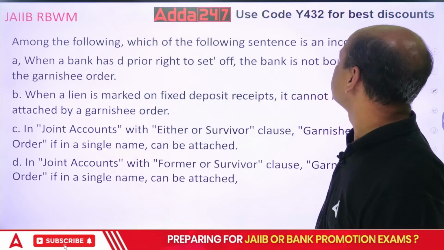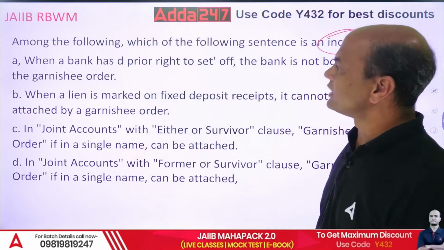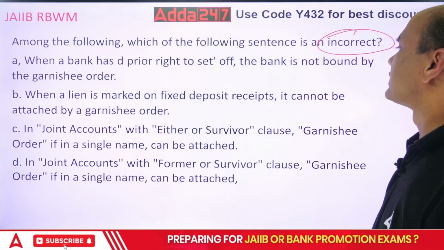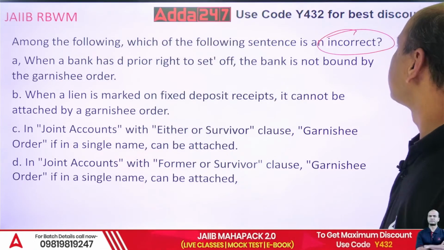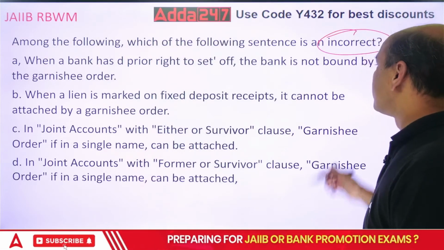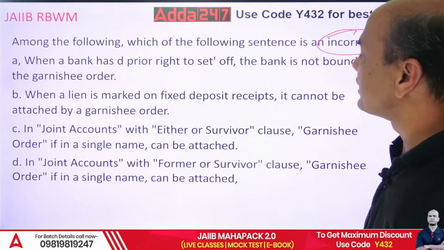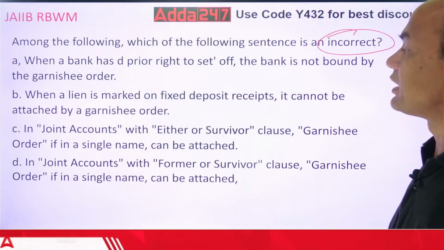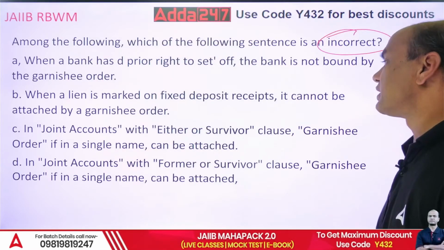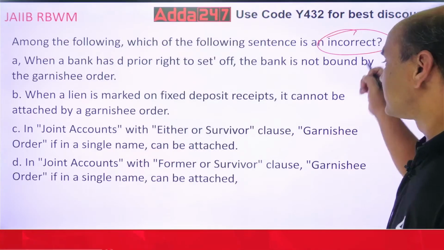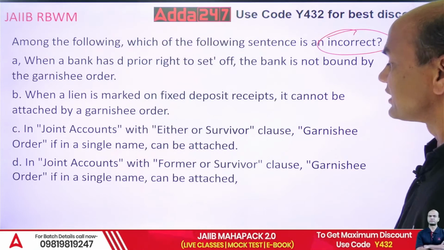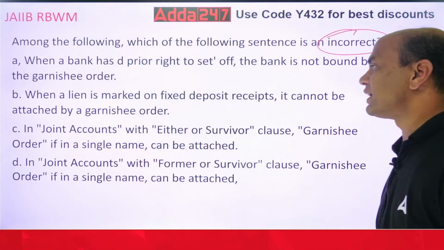Among the following, which of the following sentences is incorrect? Focus on incorrect. Read the question. A: Where the bank has a prior right to set off, the bank is not bound by the garnishee order. B: When the lien is marked on FD receipts, it cannot be attached by the garnishee order. C: In joint accounts with either or survivor clause, a garnishee order, if in a single name, can be attached. You want the incorrect one. What do you think?